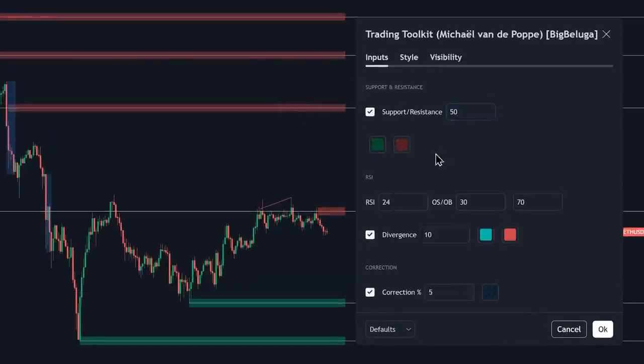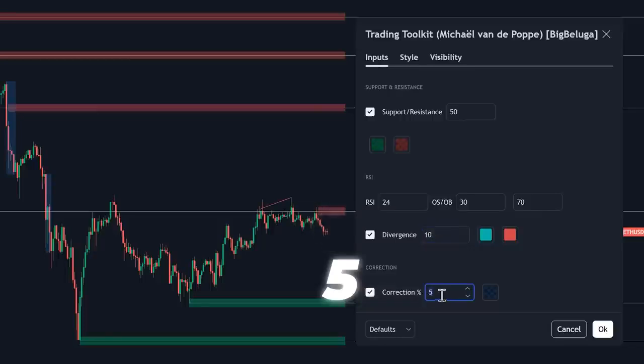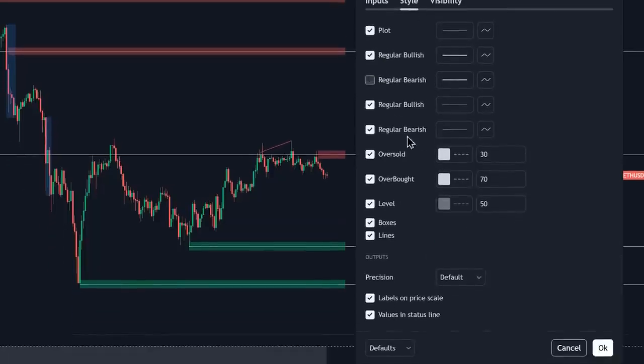And then we have RSI settings, where you can set RSI length as well as your overbought and oversold levels. There is also a length setting for divergences, which I'm going to keep at the default value of 10. Now, for the correction, I'll maintain a value of 5. The Style tab has several visual options that we can toggle on or off. After you've made your changes, click OK.